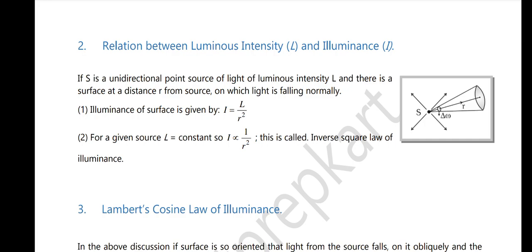For a given source, L is constant, so I ∝ 1/r². This is called the inverse square law of illuminance.